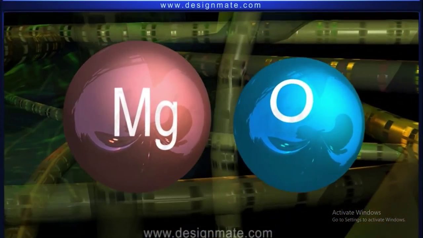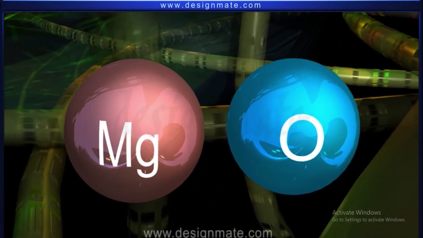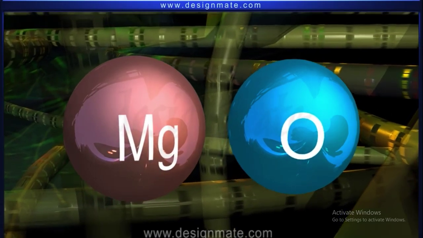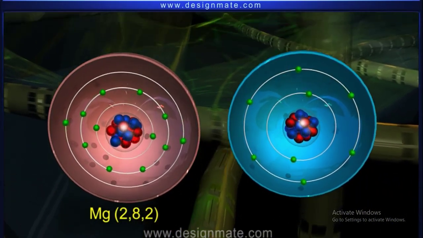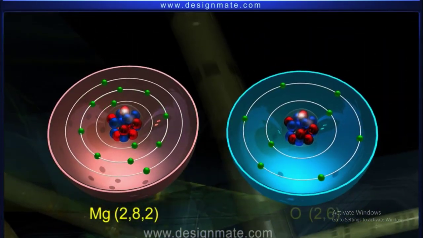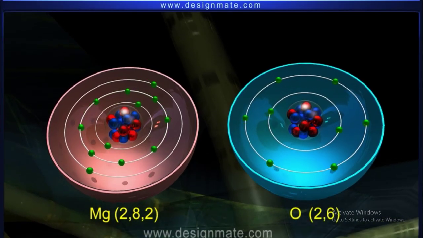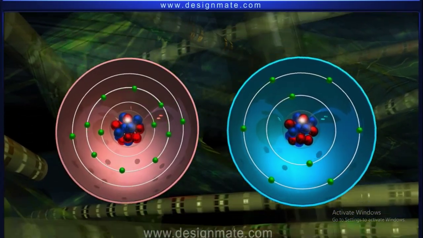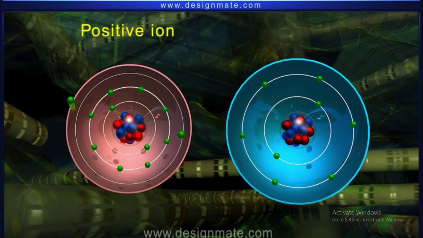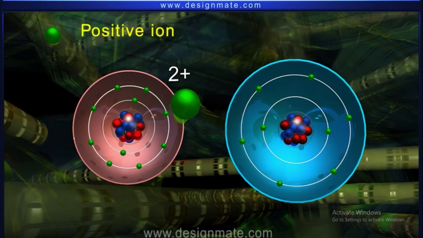Take a closer look at both magnesium and oxygen atoms. The electronic configuration of magnesium is 2-8-2, while that of oxygen is 2-6. During the formation of magnesium oxide, magnesium loses 2 electrons and gets converted into Mg2+.